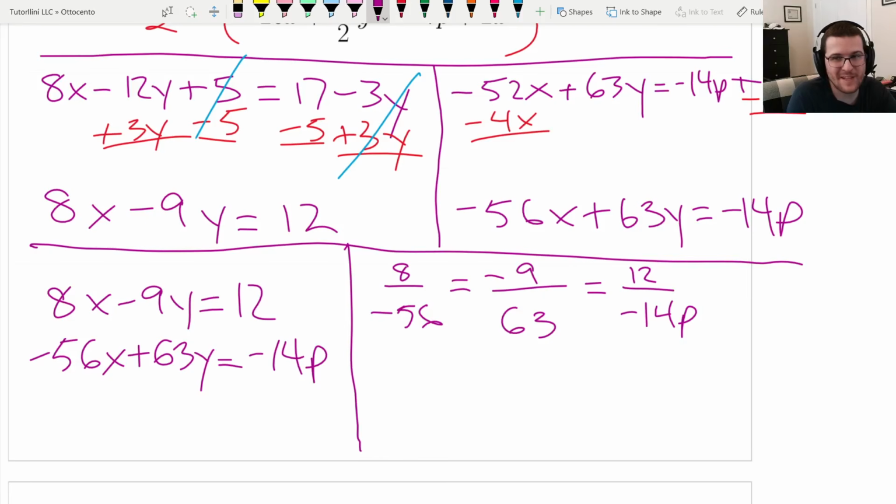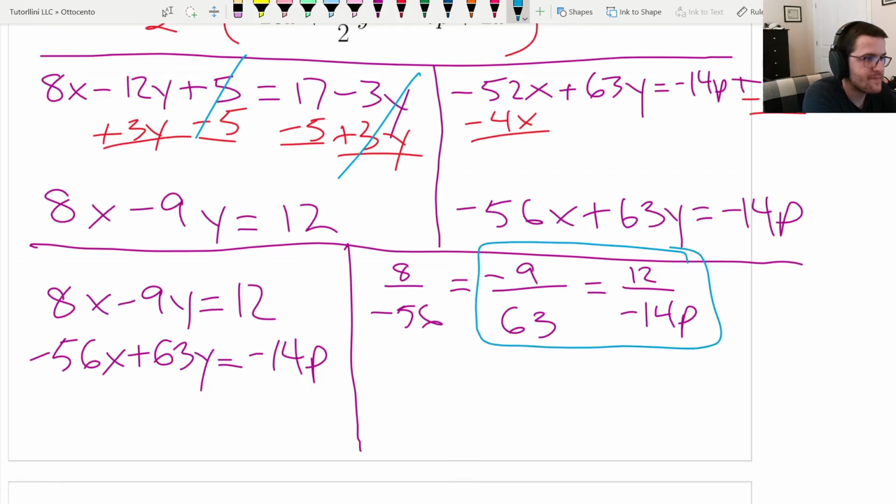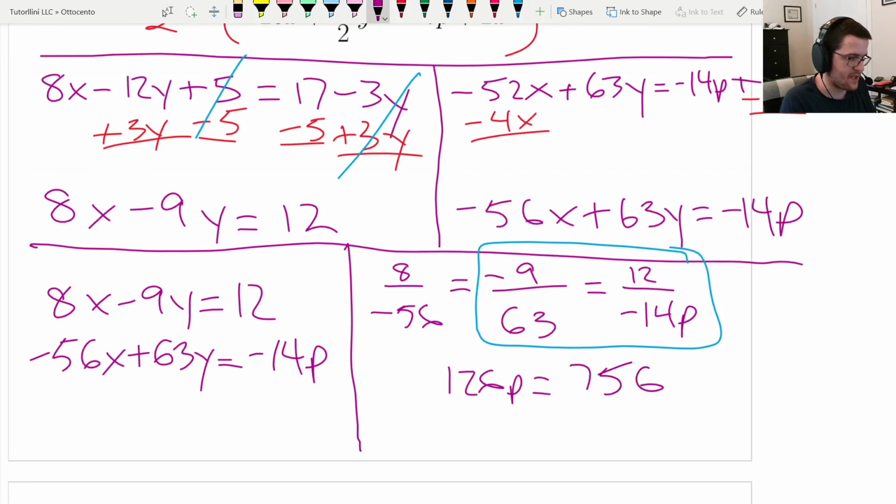And you might want to simplify these first, but why don't I just use the one on the right just because it's already next to it. So I'm going to do negative 9 times negative 14. That gives me 126p. And then 12 times 63, hopefully I didn't make a mistake anywhere, is 756. Divide both sides by 126. And I get p is equal to 6.